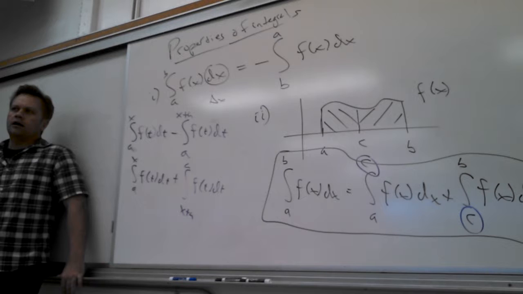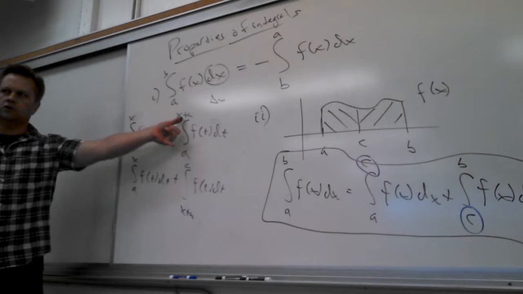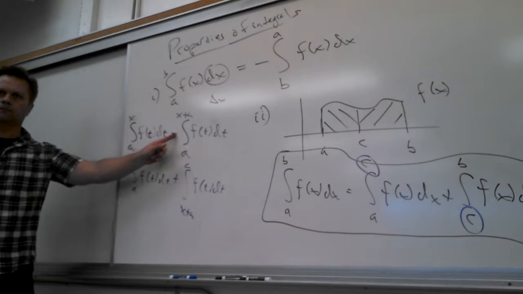So now, let me stop there for a second. If I flip the limits, just keep in mind that the B and the A would switch and it would become the opposite sign of what it used to be. Right? Does that on its surface make sense? Okay, good. But now I can use that property.